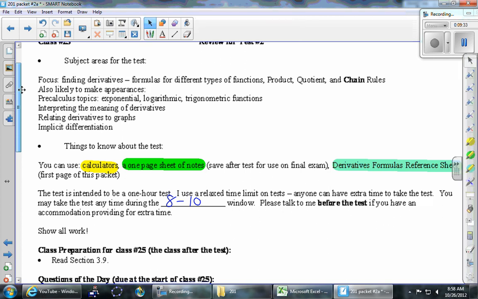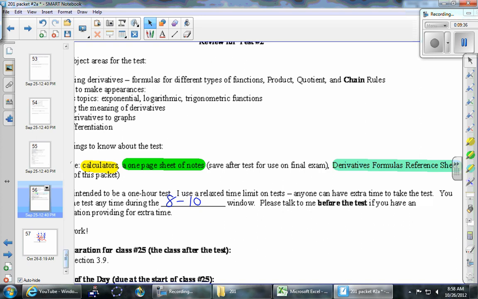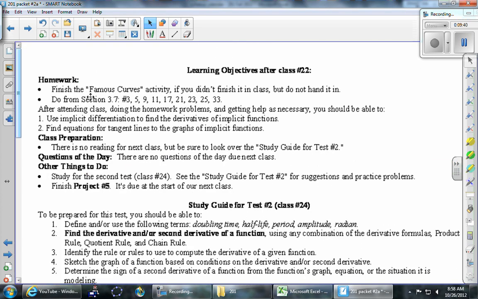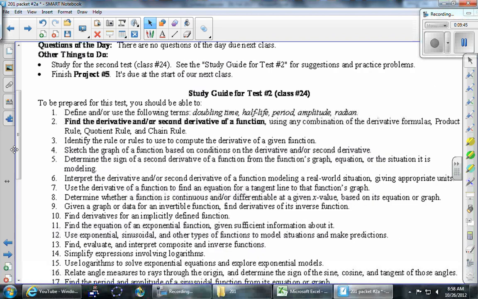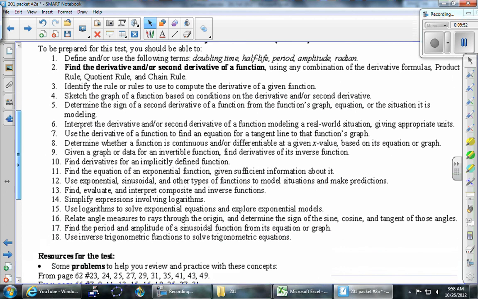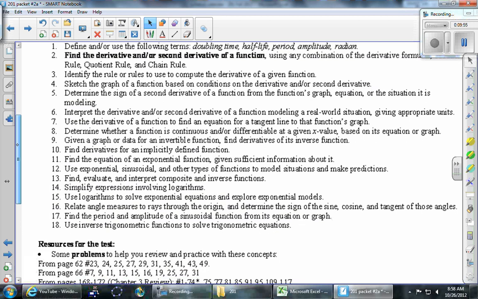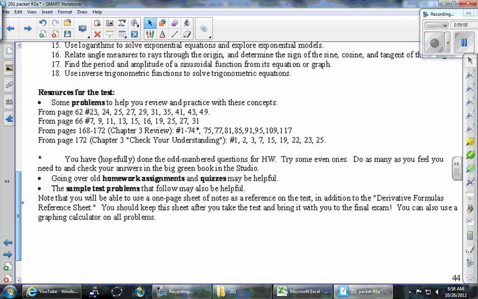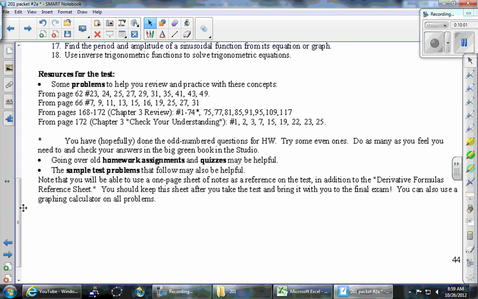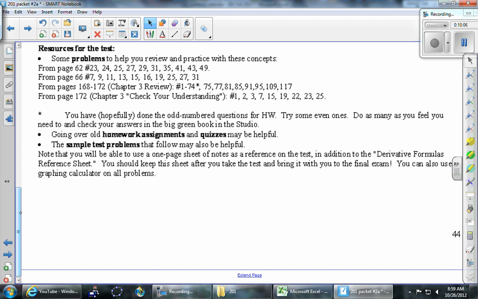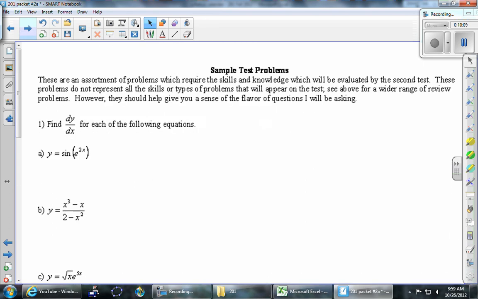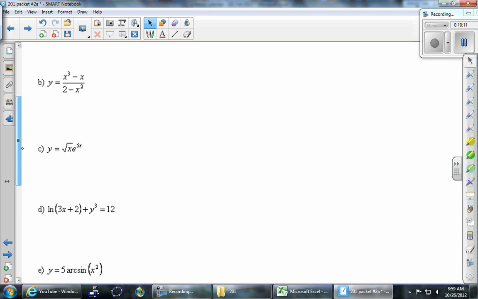Okay, let's see if we can find those sample test problems. If you find them before me, let me know where they are. Okay, page 44. On page 44, you'll find our study guide for test number 2. It's got a whole bunch of things that we'd like you to be able to do. It's got some problems that you probably haven't looked at yet that you can practice. You can also look at old homework assignments and quizzes. And then finally, the sample test problems are on the next page, 45.